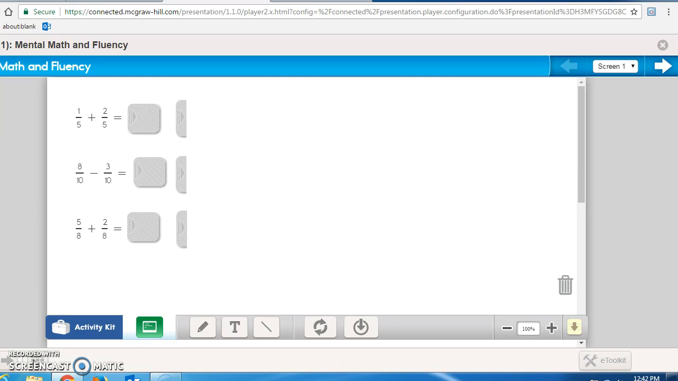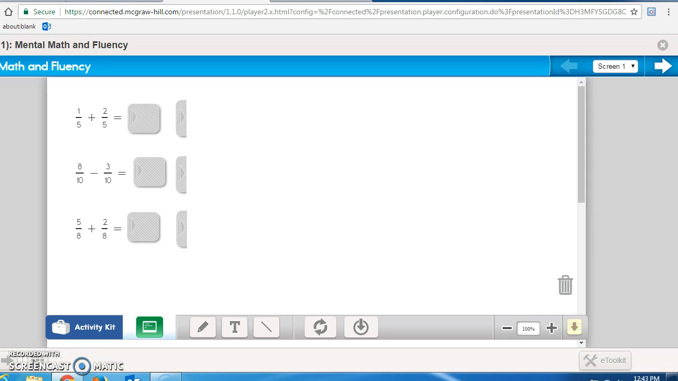The focus of this lesson is for you to measure line segments to the nearest eighth of an inch and then compare those results. You need to be able to add and subtract mixed numbers. You need to gather and plot data, and then I want you to answer questions based on those line plots. But first, let's start out with our mental math and fluency.